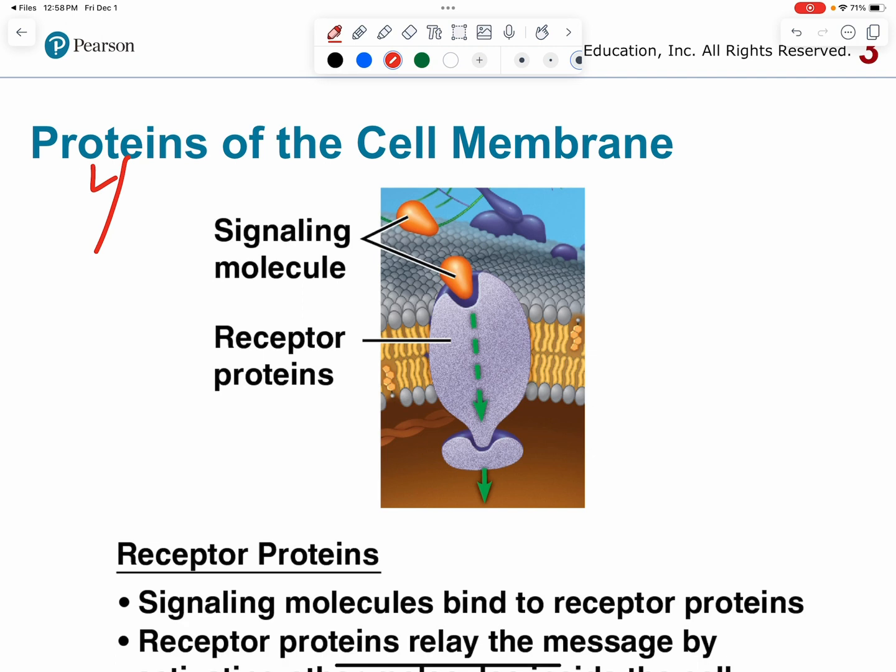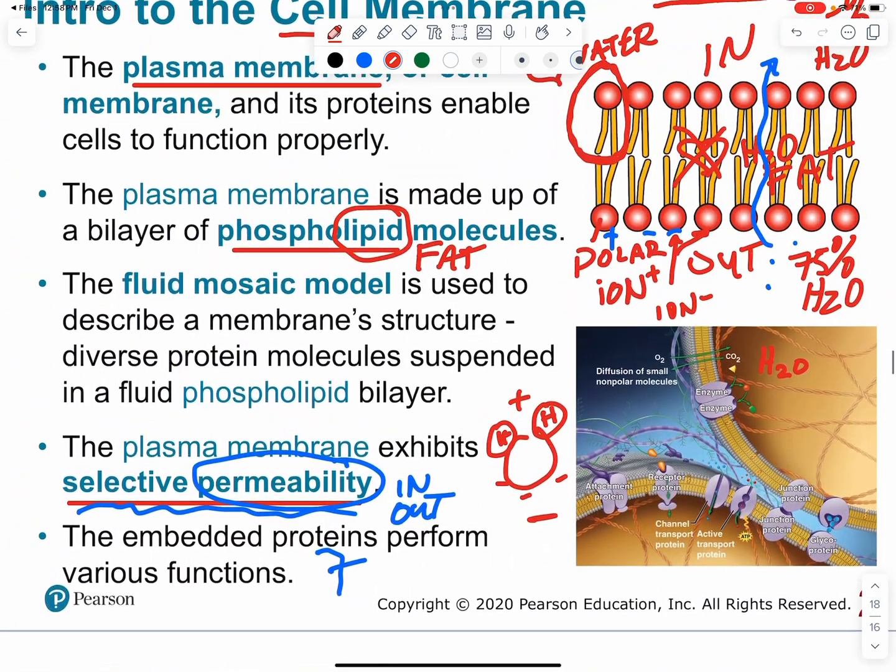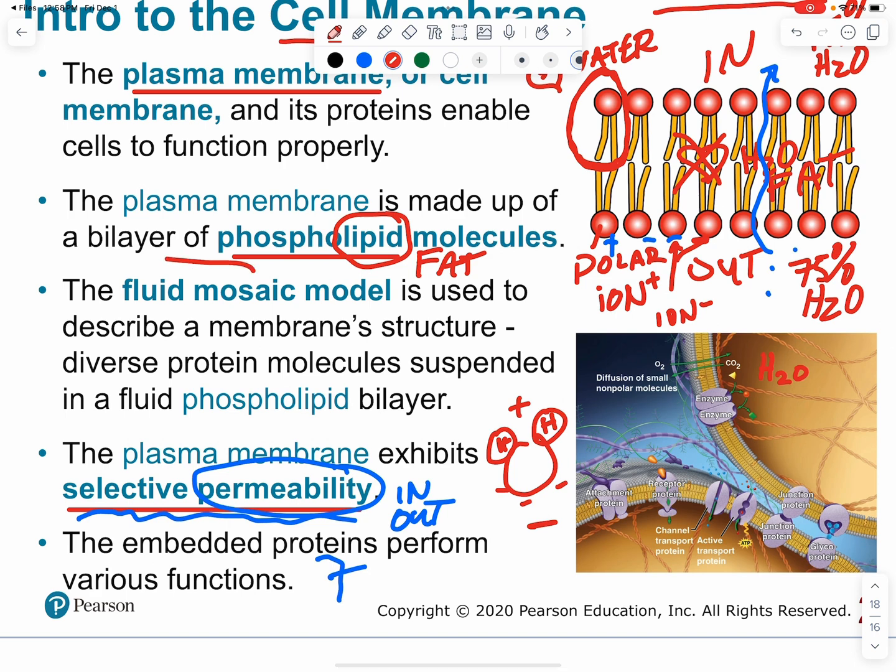Again, all these proteins are embedded into the membrane. And these can move around left and right and back and forward. This is what it meant back here by being a fluid mosaic.